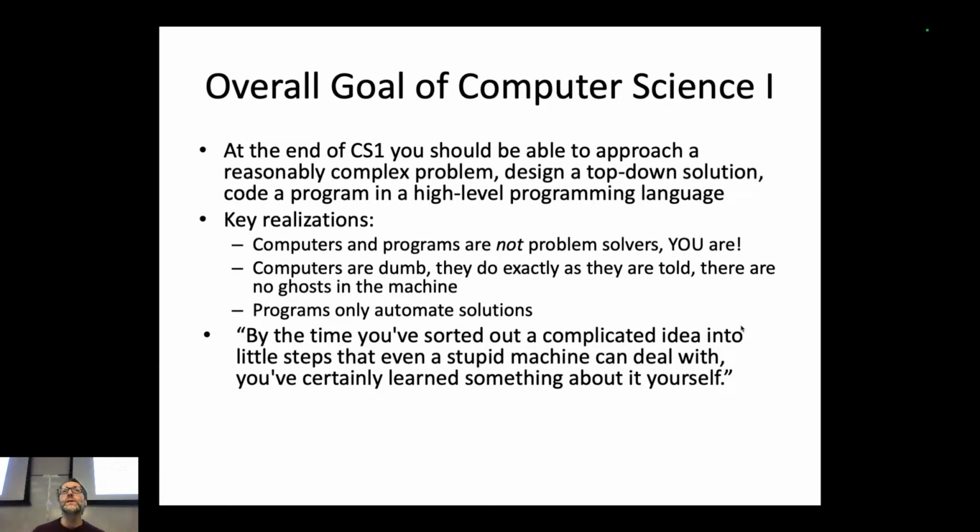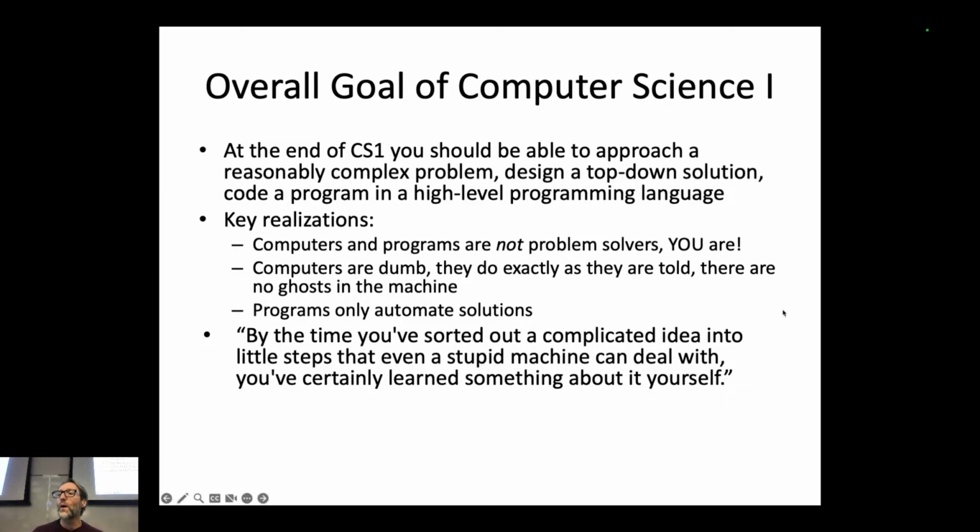The key realizations that you should have coming out of that kind of course are that computers don't solve problems, right? You're the problem solver still. Computers are dumb and they do exactly what they're told. Even the bleeding edge AI can only regurgitate what those models have been trained on. There are no ghosts in the machine, and programs only automate solutions. Computers are really good at processing large amounts of data very, very quickly. Humans are not good at that, but humans are good at problem solving. Computers are not good at that.